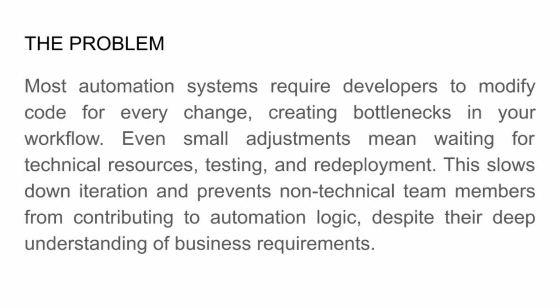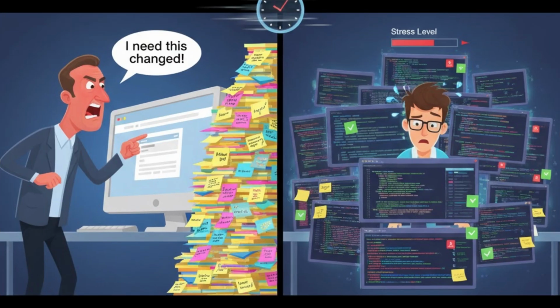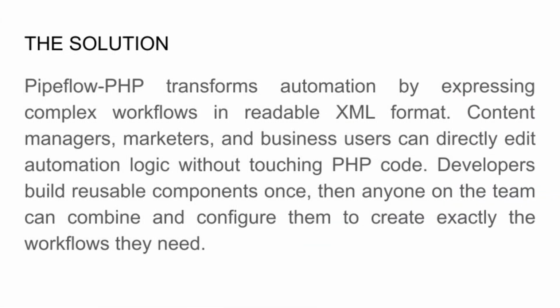Traditionally, if you wanted to change how any of this works, you'd need a developer to dive into the code, make changes, test everything, and redeploy every single time, even for small tweaks. Now imagine if your content manager, your marketing person, or even you as a business owner could adjust that logic yourself by editing a simple, readable configuration file. No coding required, no waiting for developers, no deployment headaches. That's exactly what Pipeflow PHP enables.